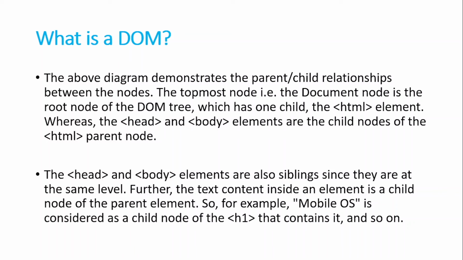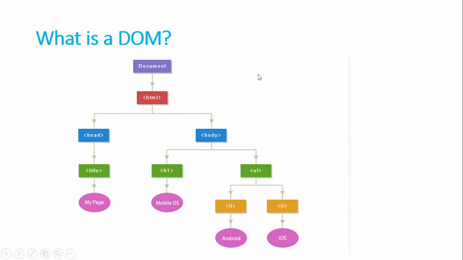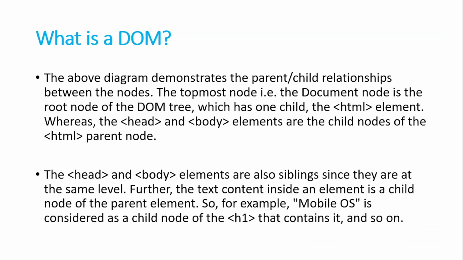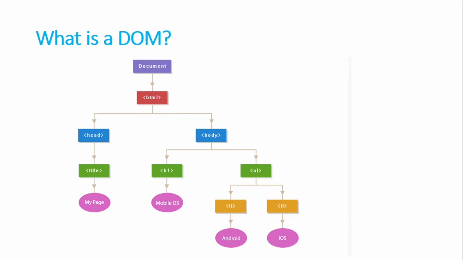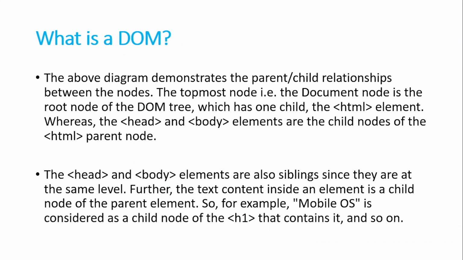The head and body elements are also siblings since they are at the same level. So just like in this case, head and body are at the same level, so they are siblings. Similarly, h1 and ul are siblings. Further, the text content inside an element is a child node of the parent element. So if something is written inside an h1 element, that is the text content of that element, or basically of that parent node. So for example, mobile OS is considered as a child node of the h1 that contains it, and so on.